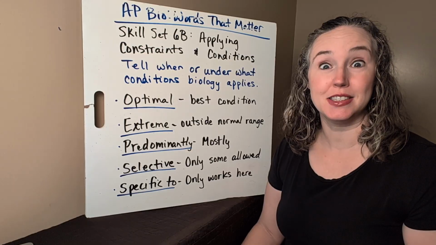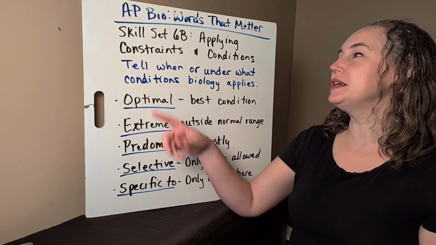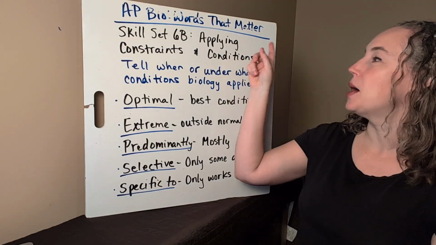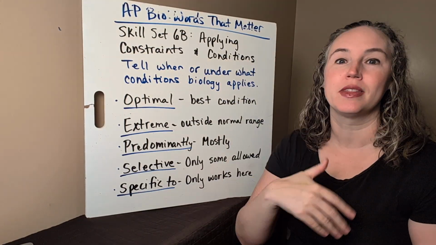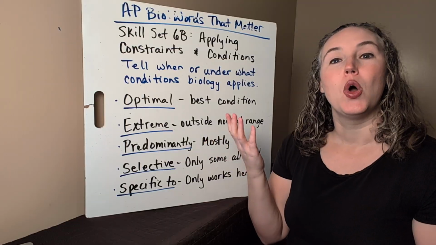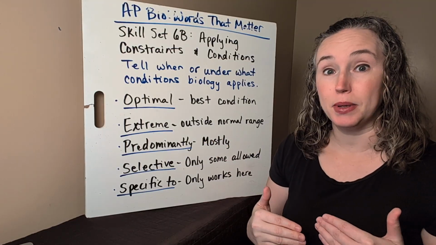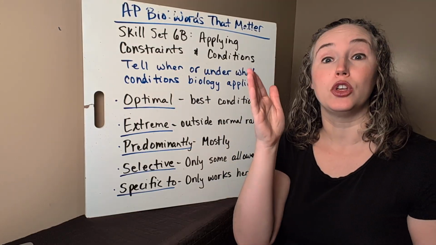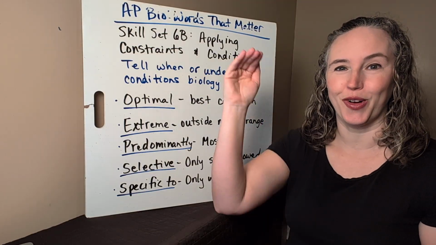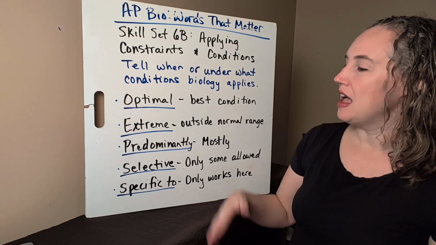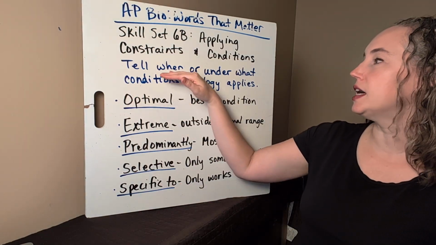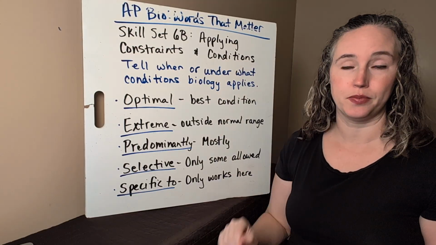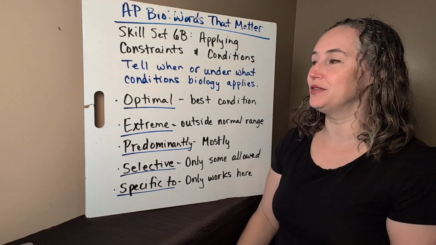This video is the last video in this series, and we're going to be looking today at the last 5 words in Skill Set B, Applying Constraints and Conditions. In these videos in this series, we decode words you're going to see on the AP Biology exam to help you understand what they're asking and how you can choose the best answer to help you earn the most points. These last 5 words help us tell when or under what conditions the biology applies. So let's start with the first one.